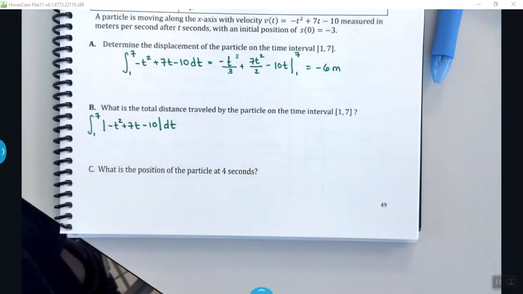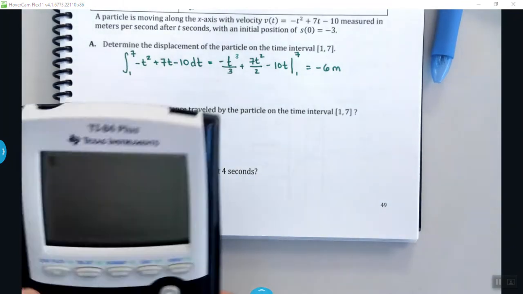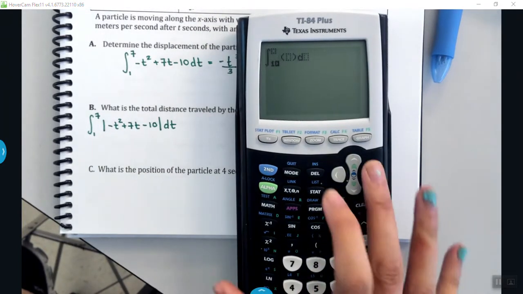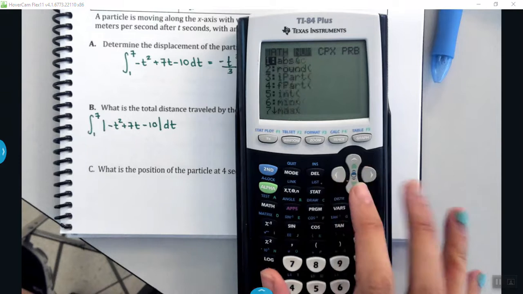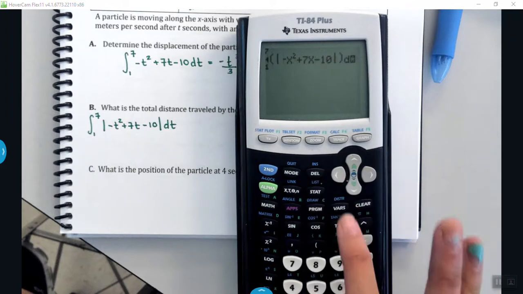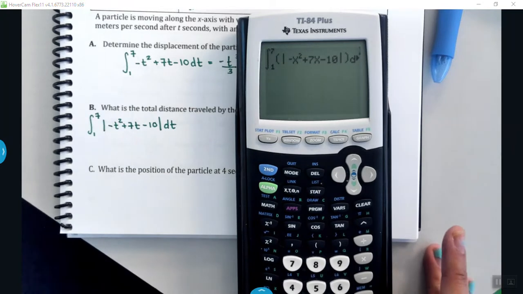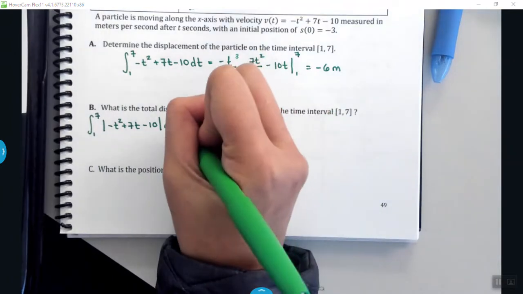Okay, so if you have a calculator, it's not hard. It's just math 9, 1, 7, and then to get absolute value, math over to number. The first one is absolute value. Negative x squared plus 7x minus 10 dx. And your answer is 15. Okay, so this equals 15.